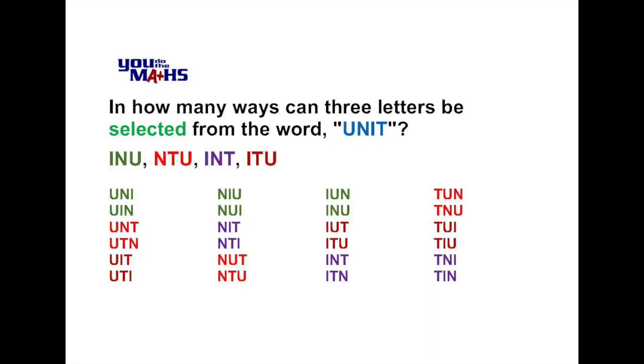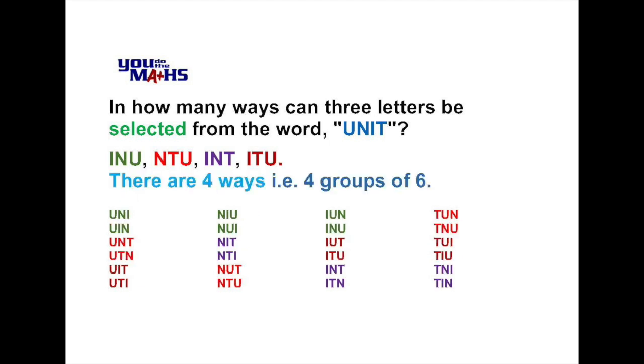So that means in terms of selections there are only 4 ways that you can select 3 letters from the word unit, and we've got them there at the top of our list. So you can have I, N and U in any particular order, N, T and U in any order, and likewise for I, N, T and I, T, U. So we can see from our table that those 4 ways can be broken further down into groups of 6, and that's all the different arrangements of those letters.